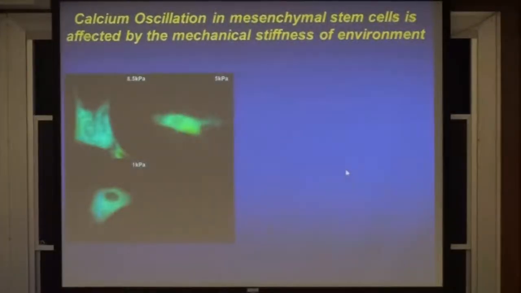And interestingly, if you culture these cells in different mechanical environments, for example, in this case, on the upper left corner the cell is cultured on a relatively hard surface gel, 8.5 kPa, on the upper right side we culture the cell on 5 kPa, and on the lower left corner we culture the cell on a very soft gel, 1 kPa. And you probably want to pay attention to what happened. We still monitor the spontaneous calcium signaling. What's the obvious observation? What's the difference between these three groups of cells? Can you tell?